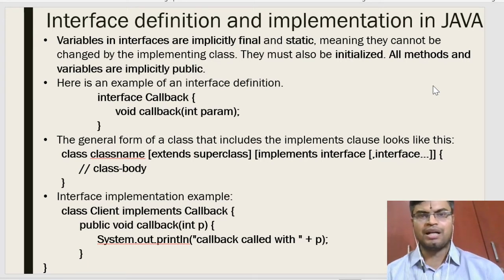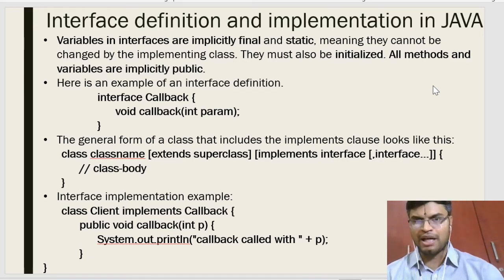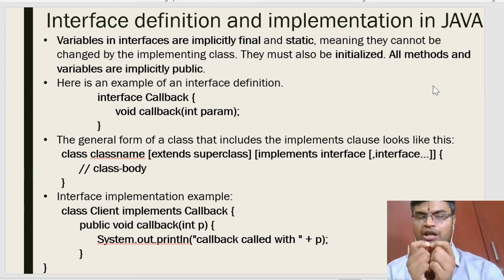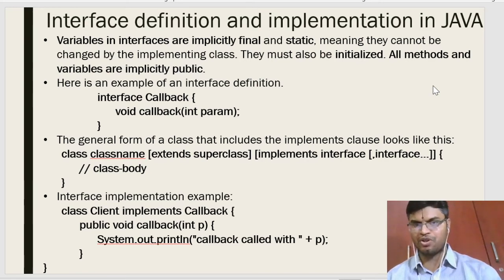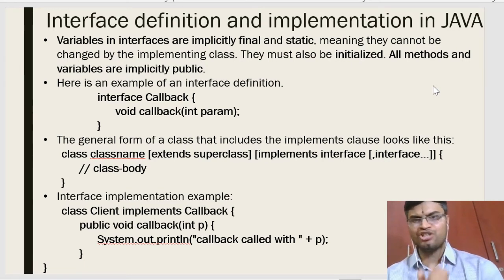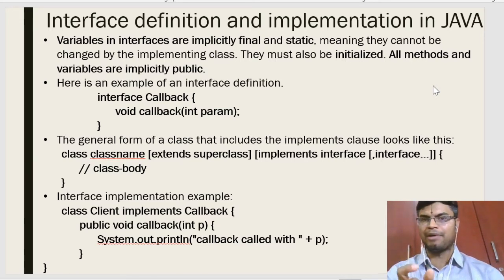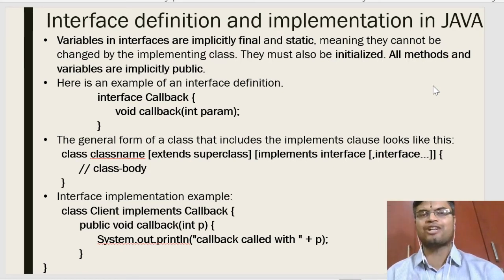So you can see in the second example that the abstract functions declared in your interfaces should be defined by some class. In the second example at the bottom, it says class client implements callback. The name of the class is client, and it is implementing an interface called callback. When you say it is implementing the callback interface, that means whatever functions are declared in that callback interface should be defined in my client class.